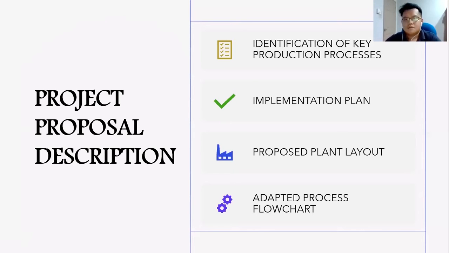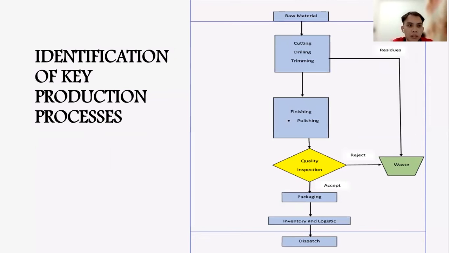For the project proposal description, there are four parts. First, identification of key production processes. Next, implementation plan. After that, proposed plant layout and adapted process flowchart. In this part, I will explain about identification of key production processes.